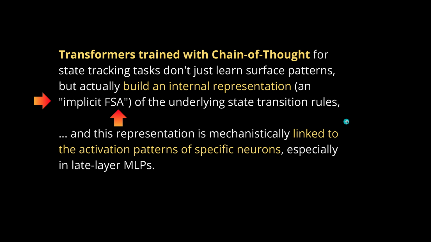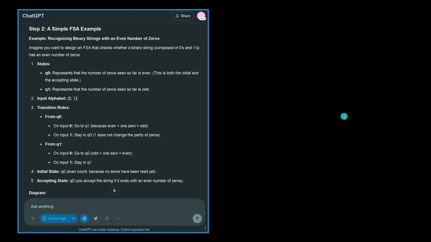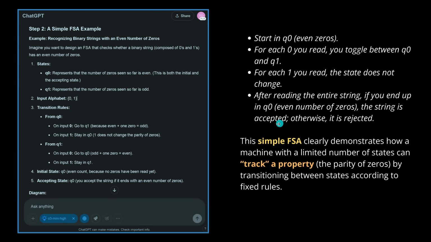So all of this is just to tell you that we can have the logic built up on the FSA complexity. I asked ChatGPT to provide a simple FSA example. Here it is, but you just need to understand that this simple FSA clearly demonstrates how a machine with a limited number of states can really track a property. In this example, it's the parity of the zeros, by transitioning between the states according to given fixed transition rules. So we have this tracked property enabled with a simple FSA.